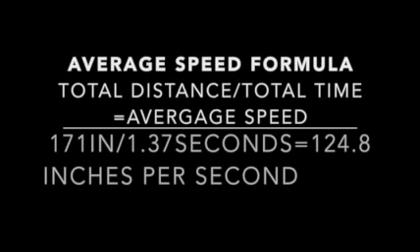Now with the formulas. To find the average speed, we took the total distance divided by the total time. For us, it was 171 inches divided by 1.37 seconds, and we got 124.8 inches per second.